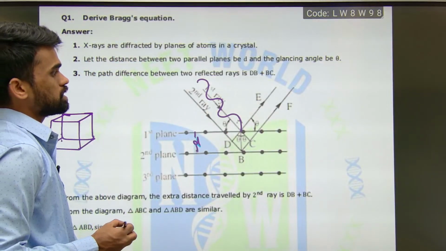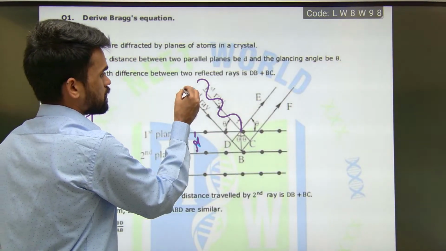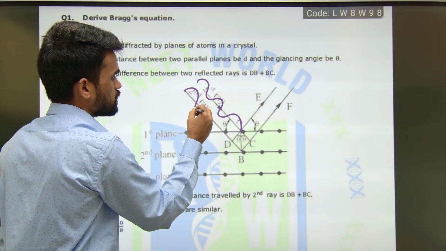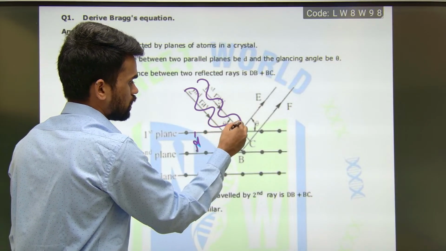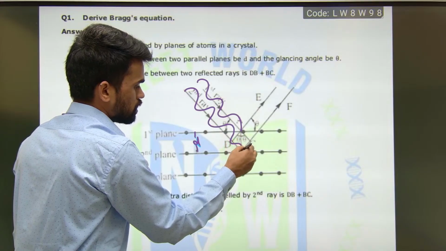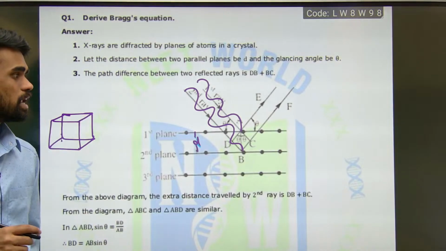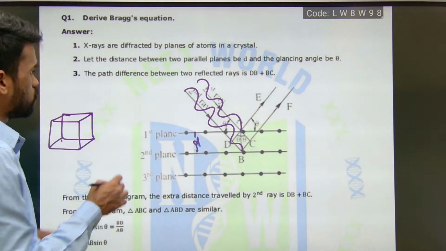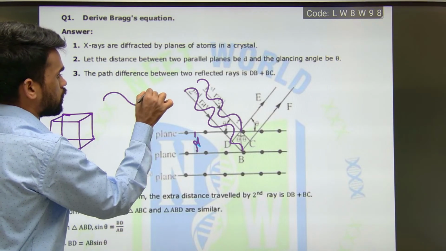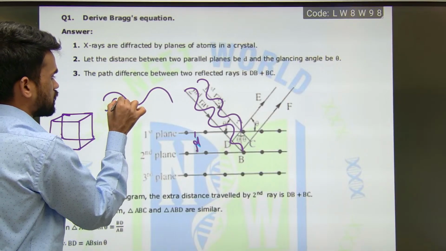Okay, in a similar way you are taking one more X-ray, that is the second ray. That will be incident on the second plane. The second ray is incident on the second plane, like this. And if you observe, I have drawn the lines like this. I draw the X-rays in this manner.